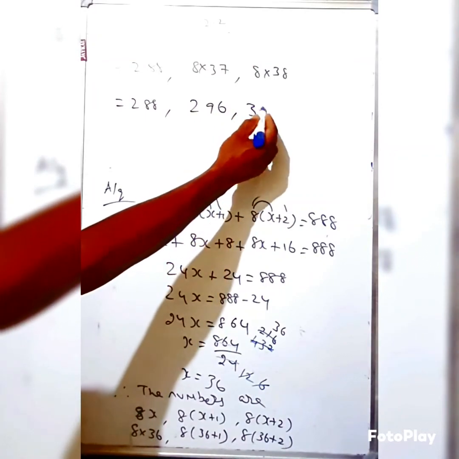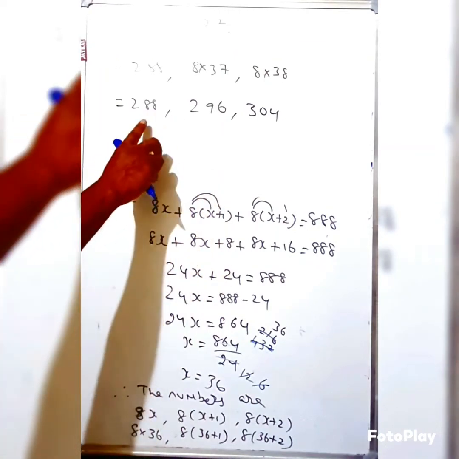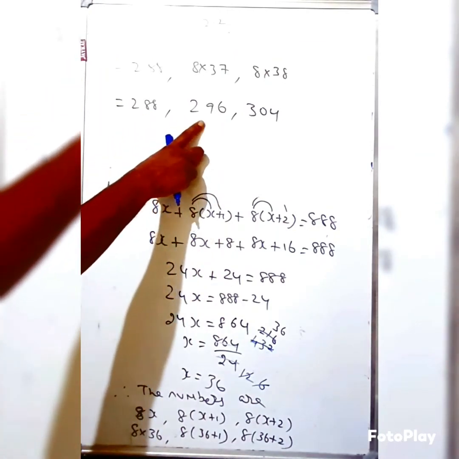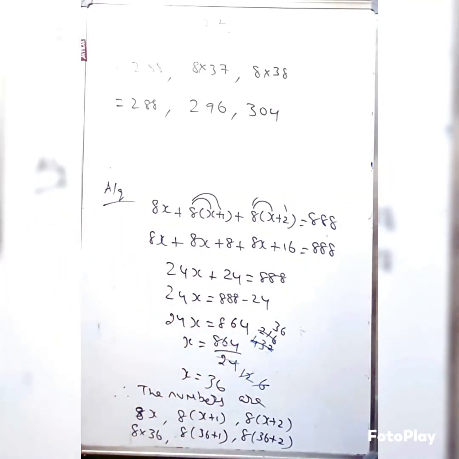Again, comma, 8 into 37, comma, 8 into 38. So the first number is 288, which we already wrote. 8 into 37 is 296, and again 8 into 38 is 304. Because the sum is 888, without multiplying we can just put 288 plus 8 is 296, plus 8 is 304, because they are multiples of 8 only. Okay, that's over for question number 7.